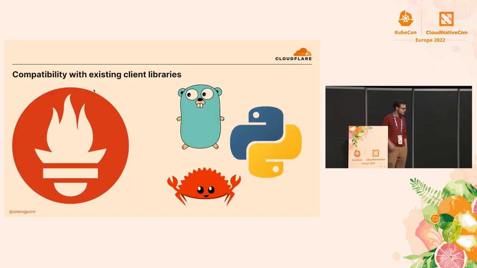At the same time, because we're not augmenting the text exposition format in any way, we get compatibility with existing client libraries for free, right? Which is a good thing. It means we don't have to train engineers to do anything differently. We can just use standard client libraries to add another label set, or another label to the label set.